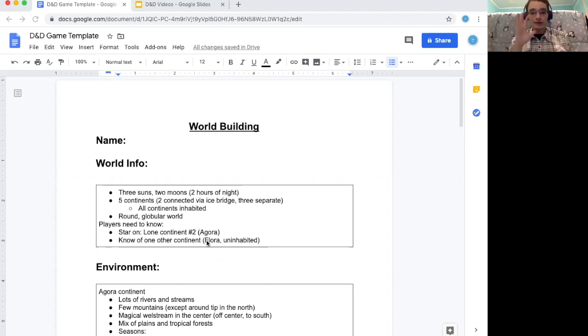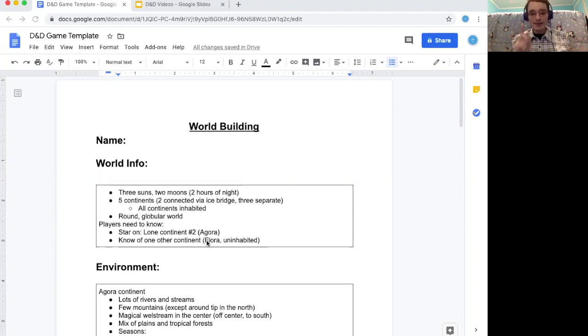As you can see, there are 5 continents. 2 are connected via an ice bridge, not a land bridge, an ice bridge, and the other 3 are completely separate. All continents are inhabited, and this is a round, globular world. I love the Discworld series that is flat on top of those 4 elephants on top of the sea turtle, but it is what it is.